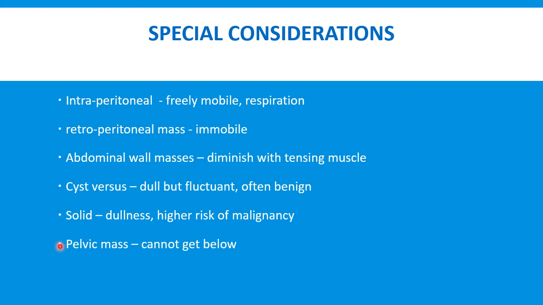The last one is your pelvic mass, which is also in an extraperitoneal region. And classically, the masses from the pelvis arise deep inside the pelvis. And therefore, on palpation, you will not be able to get below the mass. So these are classically pelvic masses, such as uterine masses, bladder masses. This you cannot get below. The lower border cannot be determined.